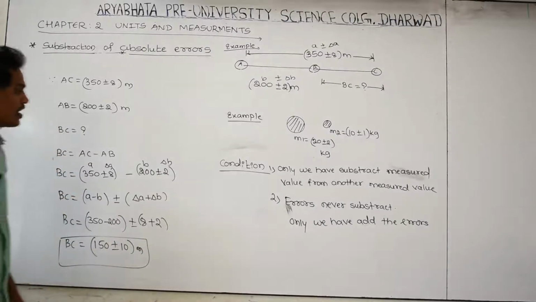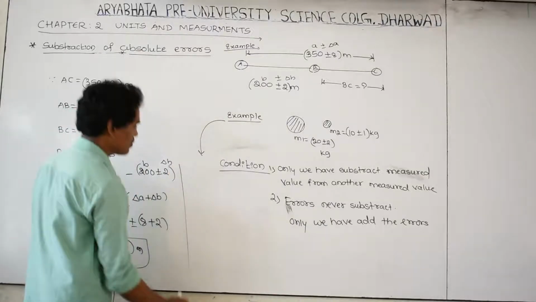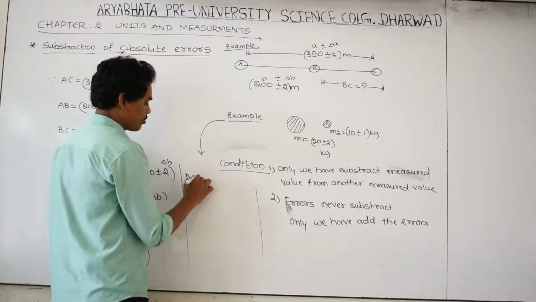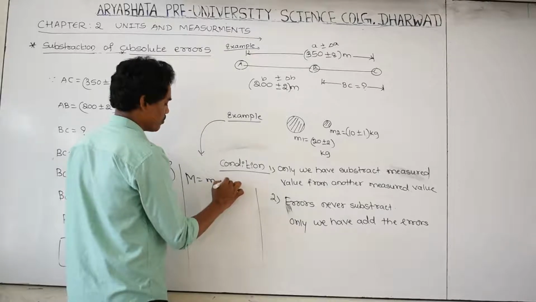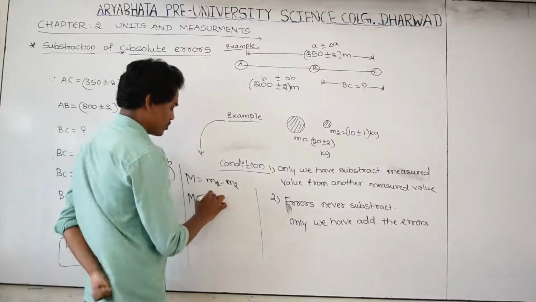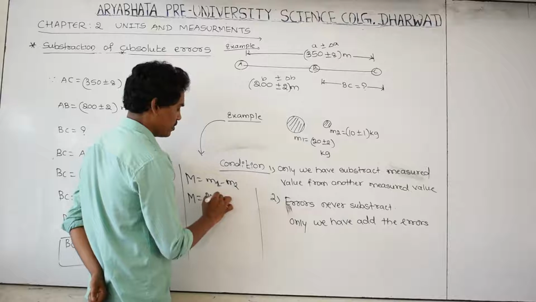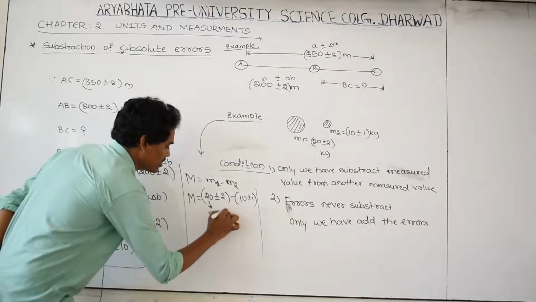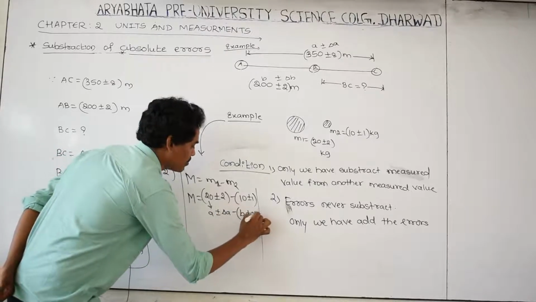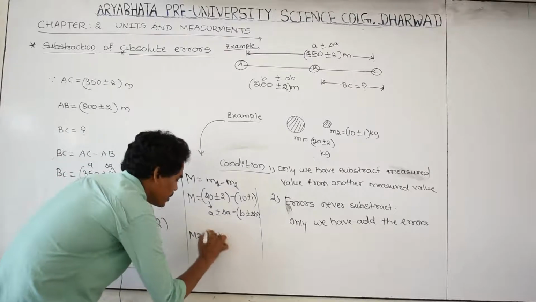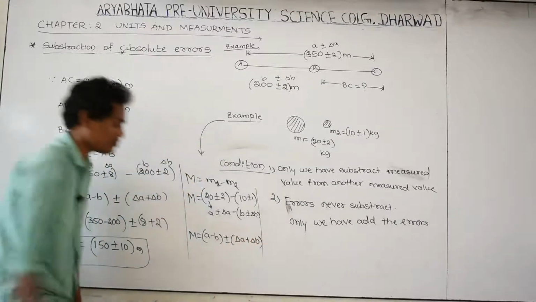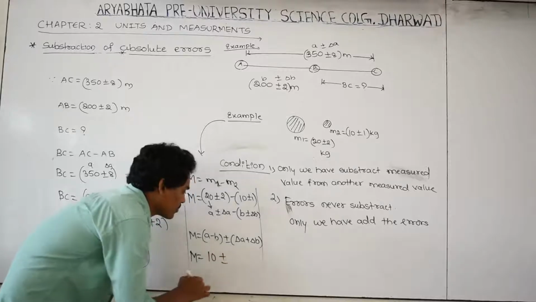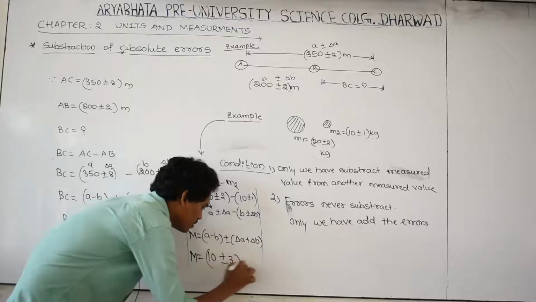Yes, this is possible. Or else take a second example. We have to subtract the second object's mass from the first object's mass. M is equal to M1 minus M2, which is 20 plus or minus 2 minus 10 plus or minus 1. It is A plus or minus delta A minus B plus or minus delta B. Therefore M is equal to A minus B plus or minus delta A plus delta B. This is right. Don't take a minus sign here. M is equal to 20 minus 10, that is 10, plus or minus delta A plus delta B, 2 plus 1, that is 3. This is your answer.